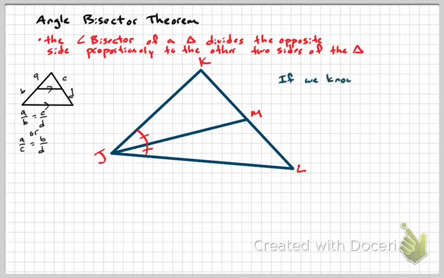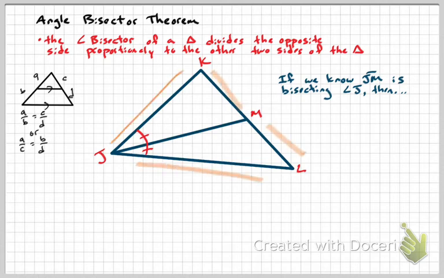Now that I know JM is an angle bisector of angle J, here's how we can set this up. There's two different ways you can do it. You can make a ratio using these two sides and making it equal to these two sides, or you can make your ratio of these two sides equal to these two sides. My advice is probably to stick on the same side of your angle bisector, so JK and KM, and then JL and ML. But just know that you can do it both ways. JK would correspond to JL, KM would correspond to ML. It's up to you.